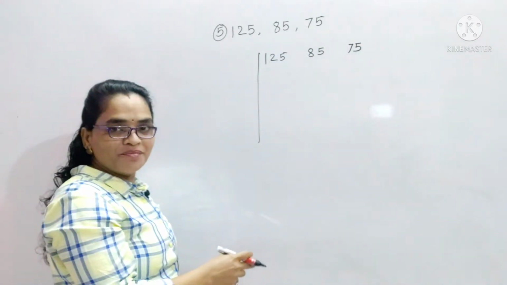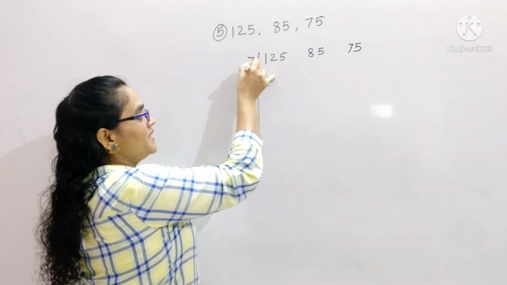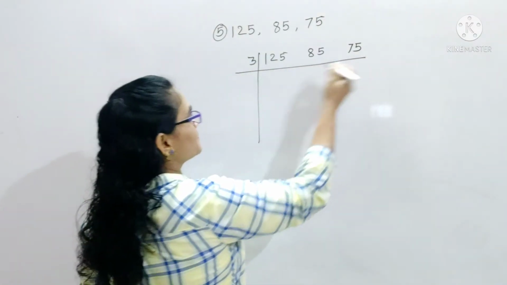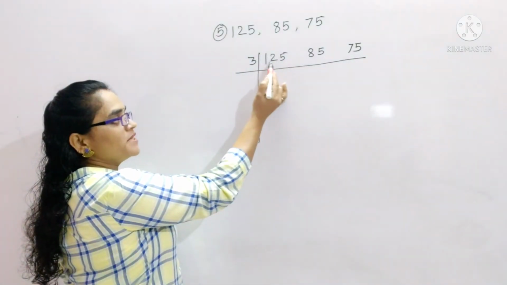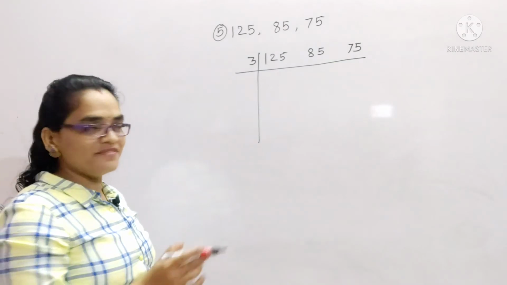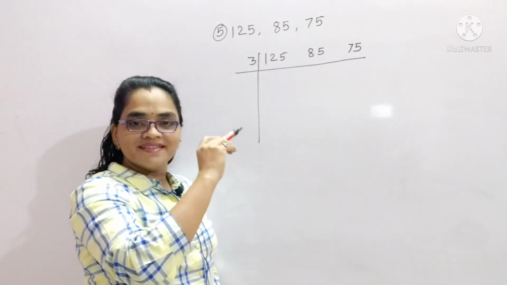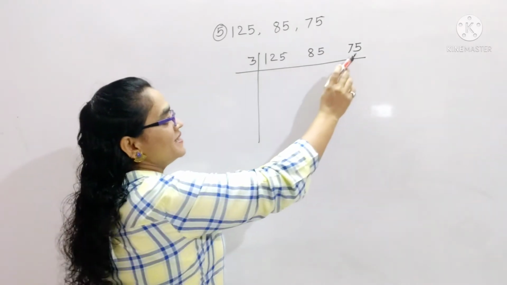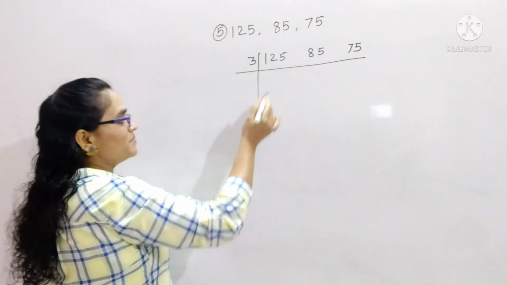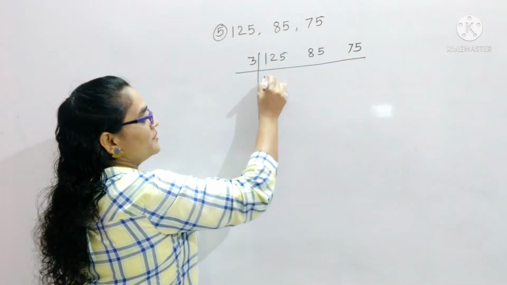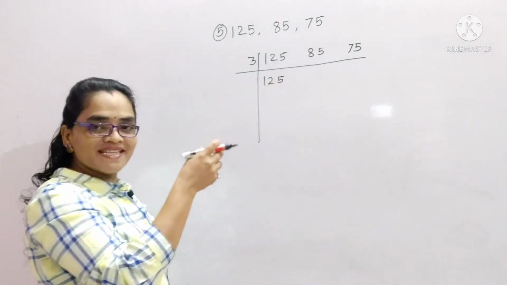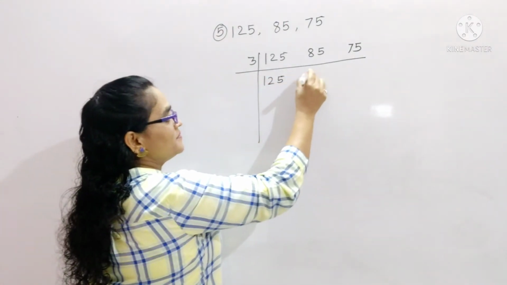All are odd numbers divisible by 3. Then 125: 5 plus 2, 7 plus 1, 8, not divisible by 3. 8 plus 5, 13, not divisible by 3. 7 plus 5, 12, divisible by 3. Undivided number, write down as it is to the next row.